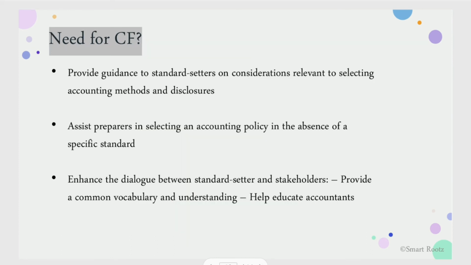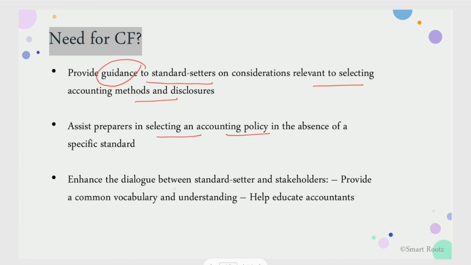So again, why is there a need for a conceptual framework? The standard setters will have guidance to select the accounting methods and decide what disclosures need to be provided. And it will assist the preparers in selecting an accounting policy. In case there is no standard and I have a particular issue, I don't know how to go about accounting for it. I have to develop a policy for myself because no standard exists. Then what should be the base on which I develop that policy? That will be based on the conceptual framework, right?